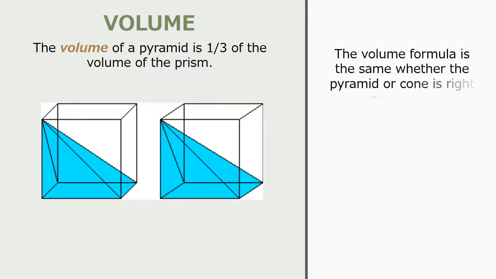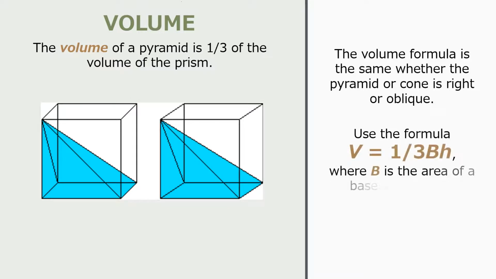So the volume formula is the same whether the pyramid or cone is right or oblique. And it is also true that the volume of a cone is 1/3 the volume of a cylinder. So the formula we will use is 1/3 times the base times the height, where the base is the area of the base of the pyramid or prism, and h is the height.